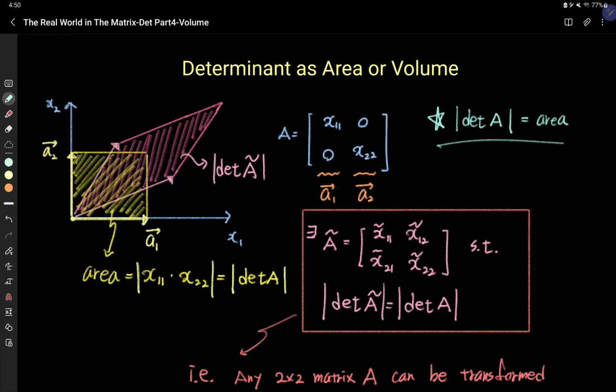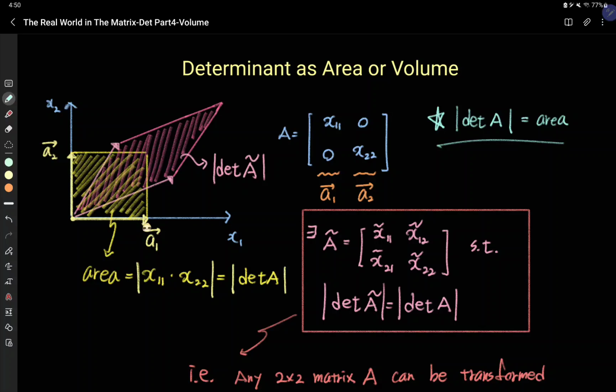Alright, hello everyone. In this video, I'm going to go over determinant as area or volume. So we'll see the meaning of determinant from a geometrical aspect. Let's take a look at the 2 by 2 diagonal matrix A. Consider each column as the vectors a1 and a2 and draw these vectors on the x1 x2 axis.